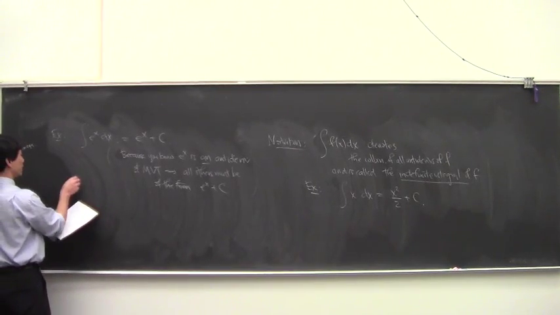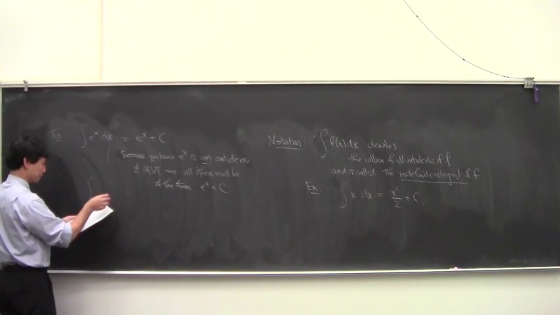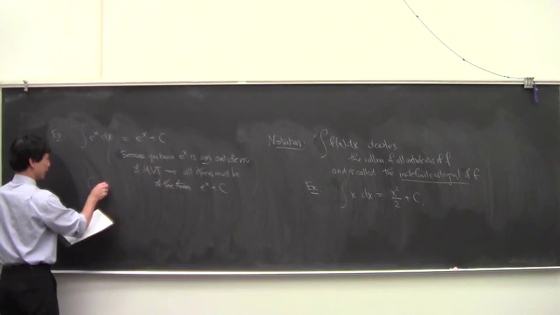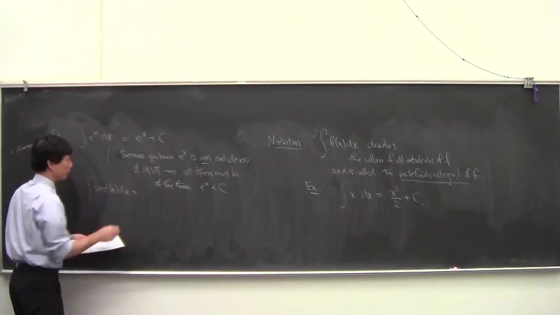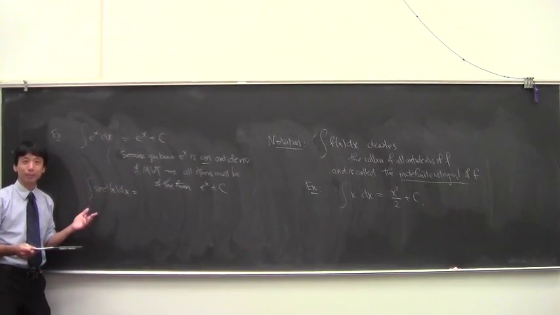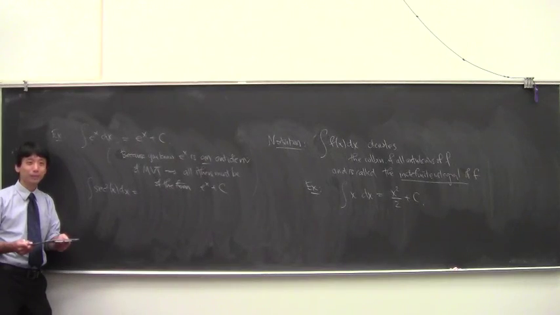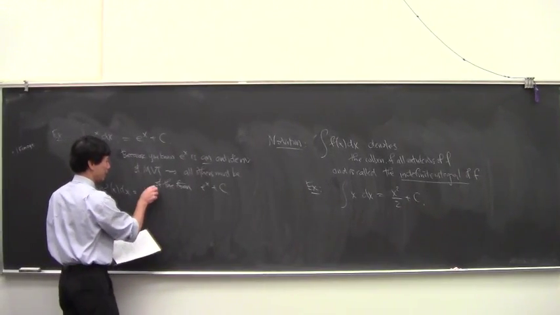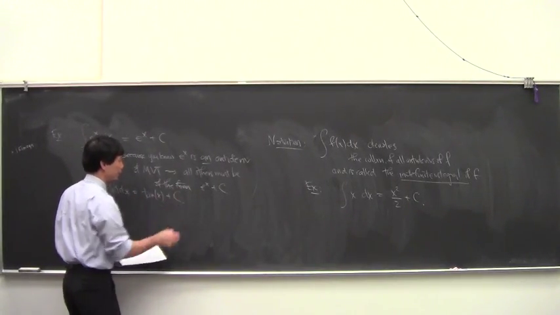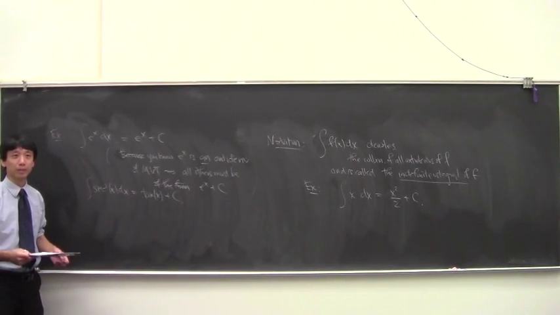If I write something like secant squared x, what's the collection of antiderivatives of secant squared? Does anyone know? Tangent, yeah. So tan x is one, and then you add on all possible constants.